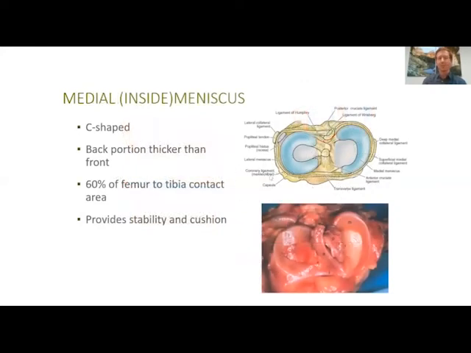The inside meniscus is a little bit smaller. It's a C-shape. It doesn't take up as much of the surface area of the inside of the knee, but it's actually a very large component of the inside of the knee. And it transfers quite a bit of the contact forces between the femur and the tibia. And this helps provide stability and a cushion.